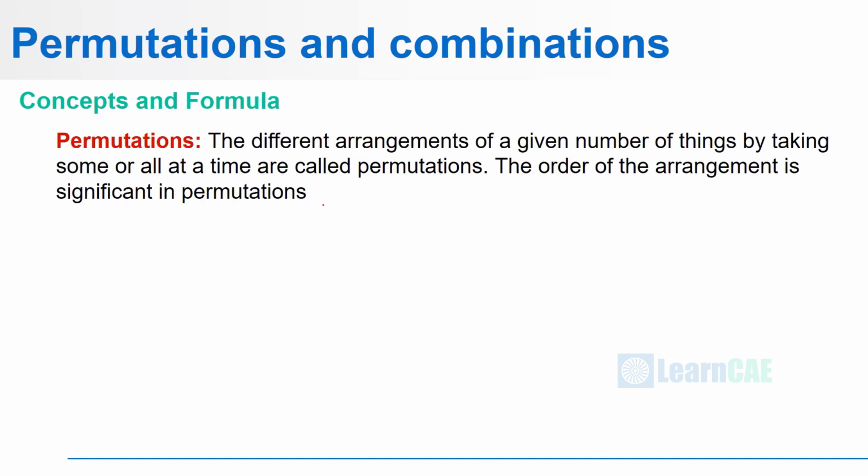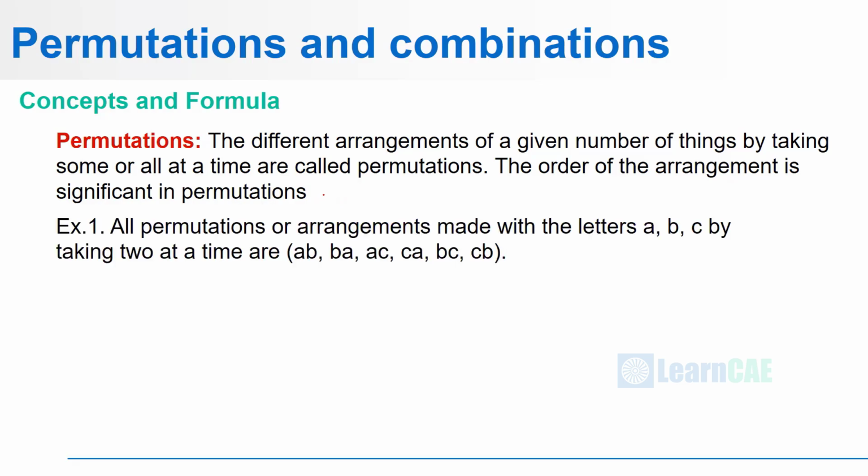Next is permutations. The different arrangements of a given number of things by taking some or all at a time are called permutations. Here the order of arrangement is significant in permutations. Example, all permutations are arrangements made with the letters A, B and C by taking 2 at a time are AB, BA, AC, CA, BC and CB.